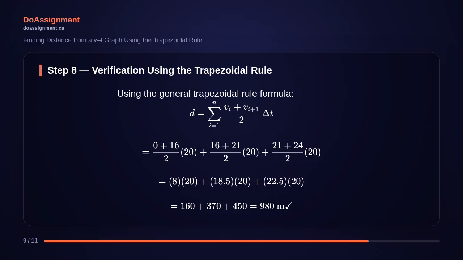We can verify by applying the trapezoidal rule as a single summation. Taking the average velocity over each interval and multiplying by 20 seconds, 8 times 20 is 160, 18.5 times 20 is 370, and 22.5 times 20 is 450. The total confirms to 980 meters.